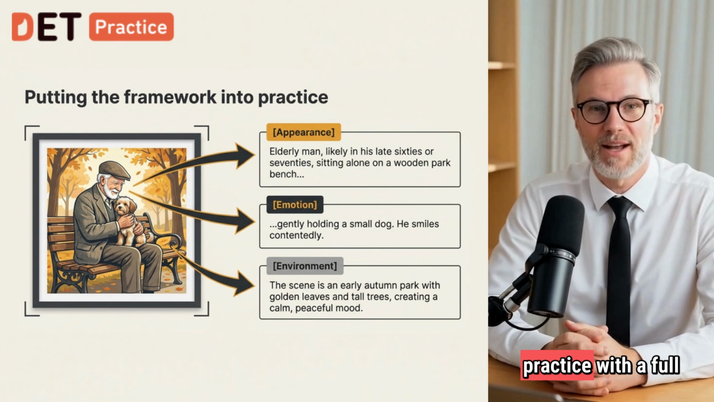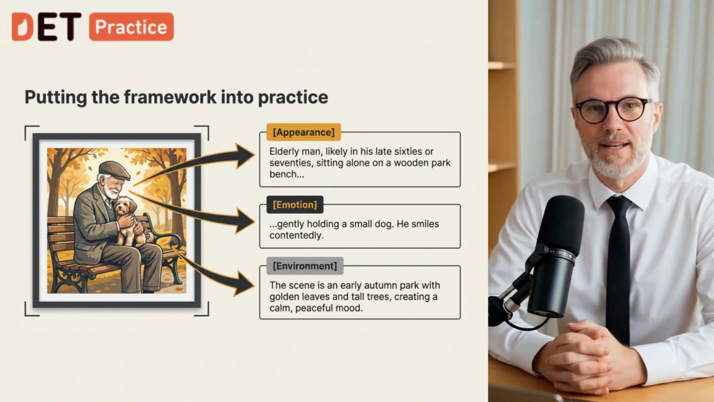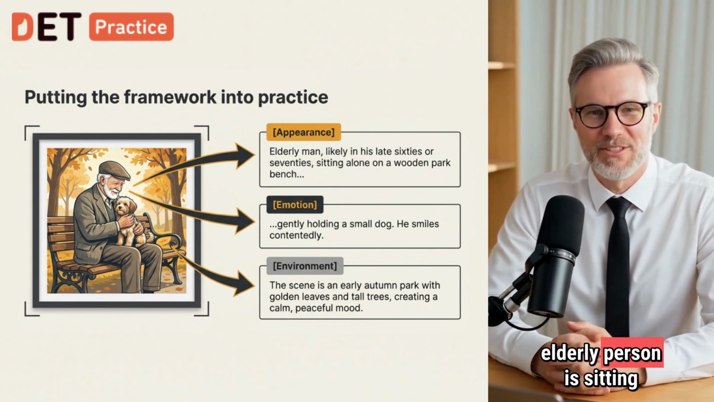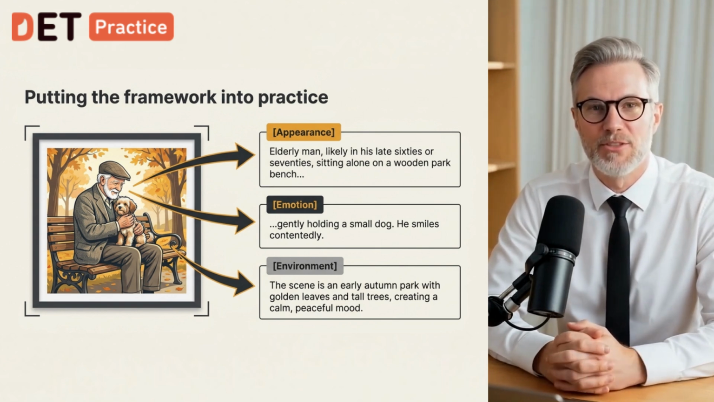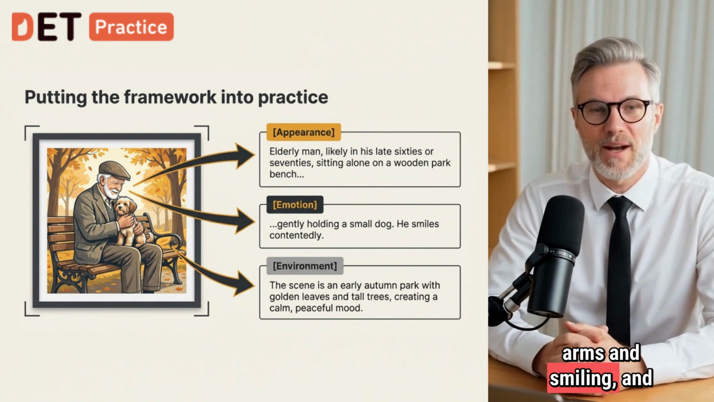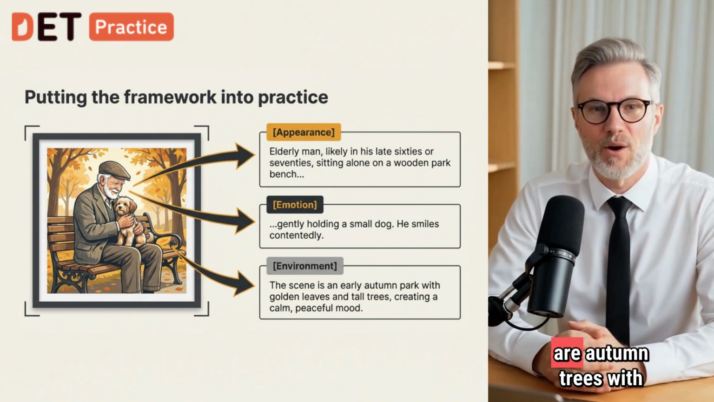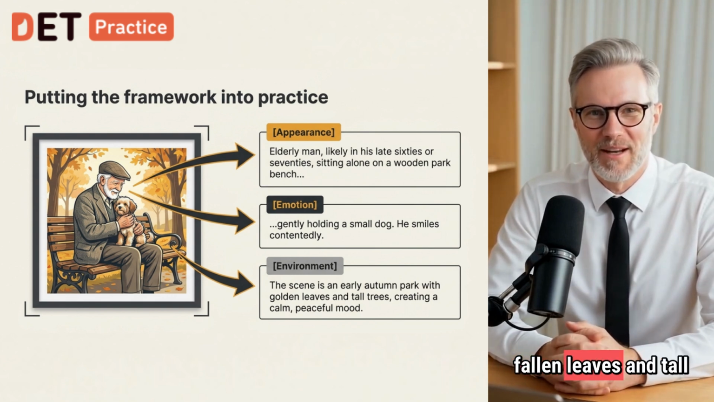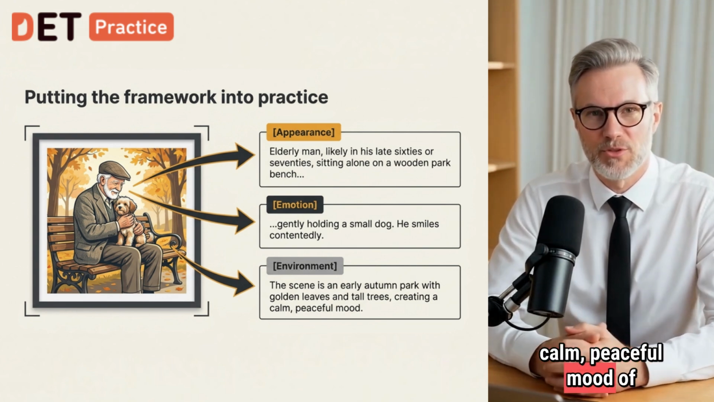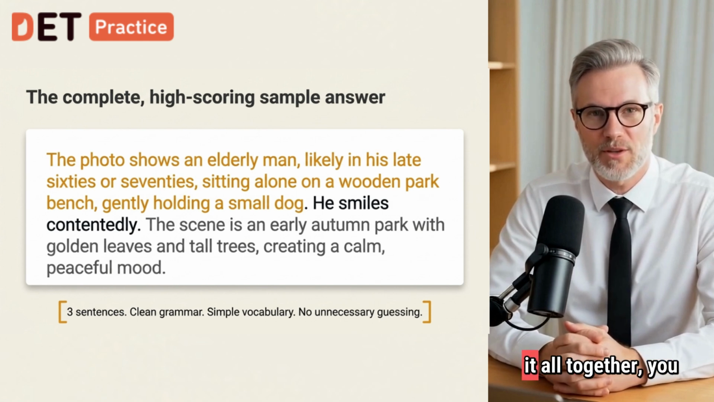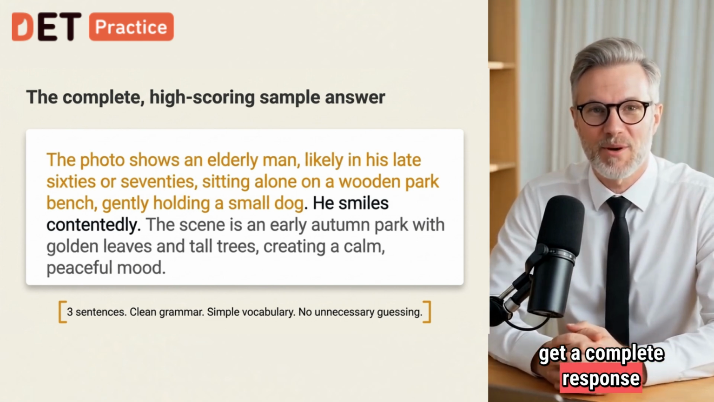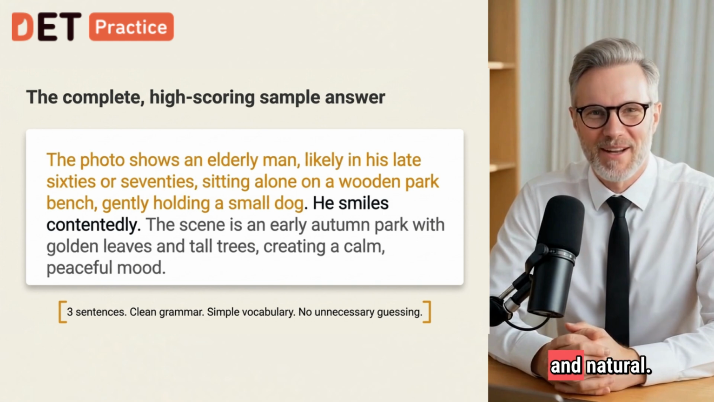Let's put this into practice with a full example. In this photo, an elderly person is sitting alone on a wooden bench in a park. He is holding a small dog in his arms and smiling, and in the background there are autumn trees with fallen leaves and tall trees, which adds to the calm, peaceful mood of the photo. And when you put it all together, you get a complete response that is clear, structured, and natural.